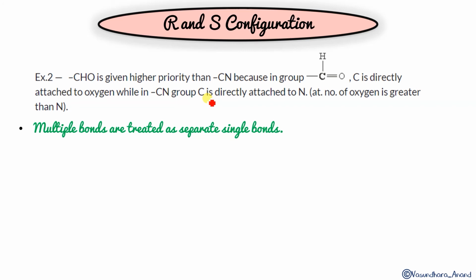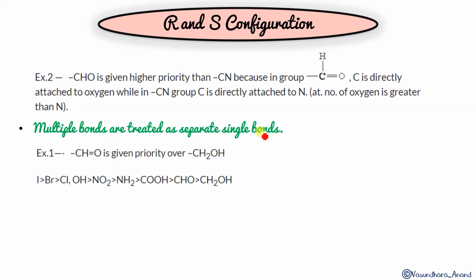Multiple bonds are treated as separate single bonds. That means the more multiple bonds there are, the more priority we will consider. Got it? Like if on one side CH2 is attached and on another side CH triple bond CH is attached, which will get more priority? CH triple bond CH will get more priority. Multiple bonds are treated as separate single bonds, which means the more multiple bonds there are, they will be considered as single bonds, meaning you will consider it as additional carbons, and the molecular mass becomes more, so it will get more priority.